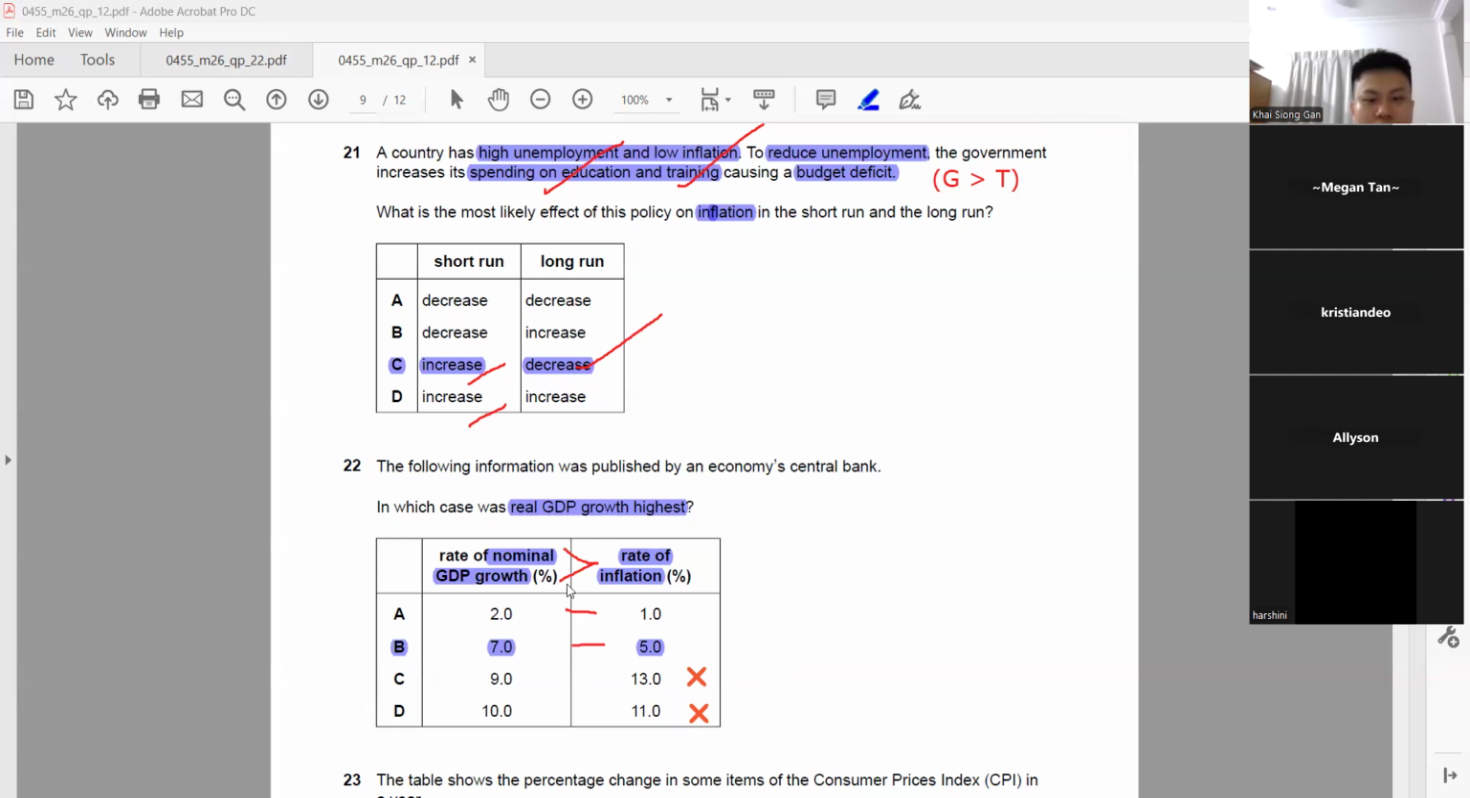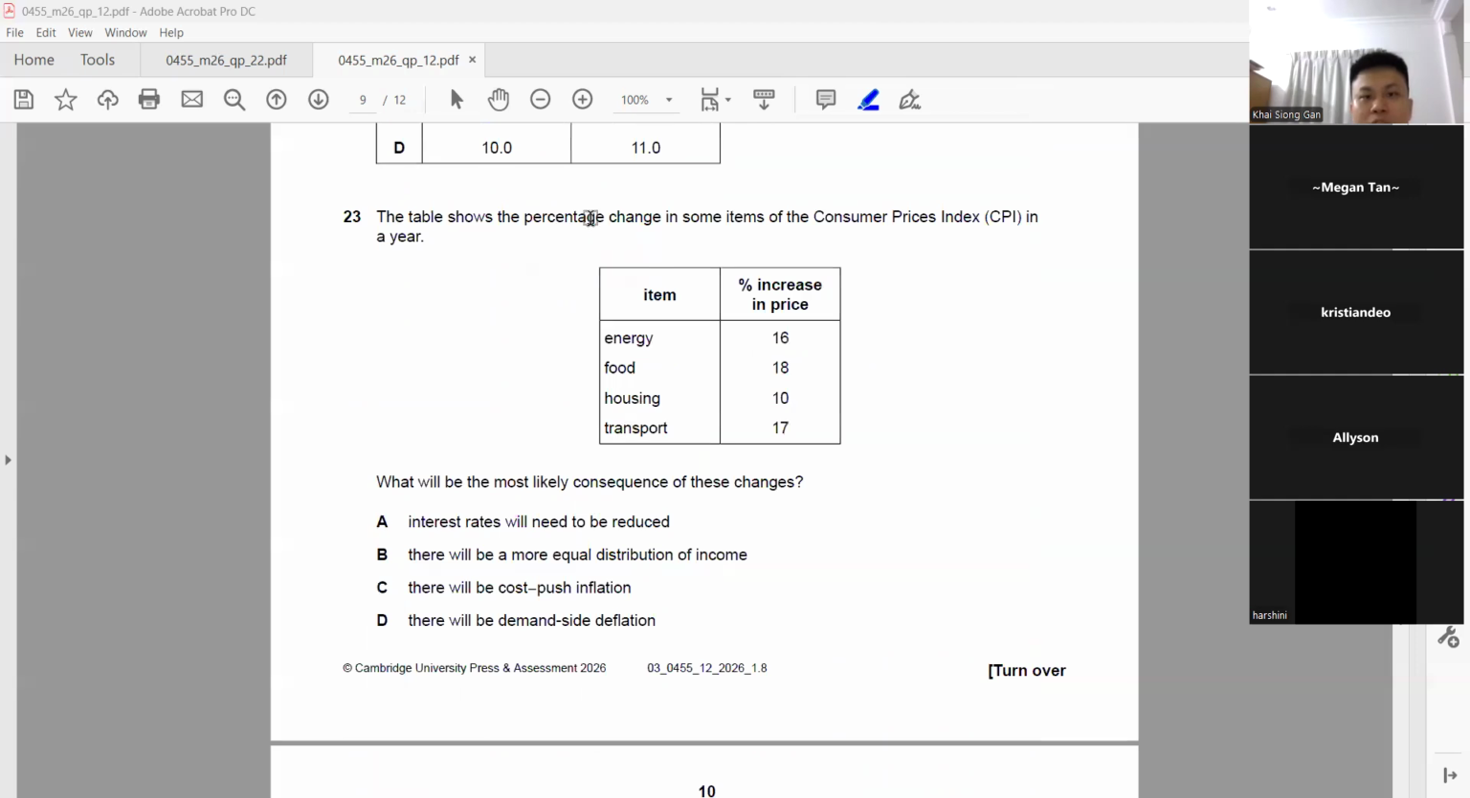Next question, 23. The table shows the percentage change in some of the items of the CPI in a year. What will be the most likely consequence of these changes? So here it shows the percentage increase in prices. So what will be the consequences? Alison, what is your answer for this one?